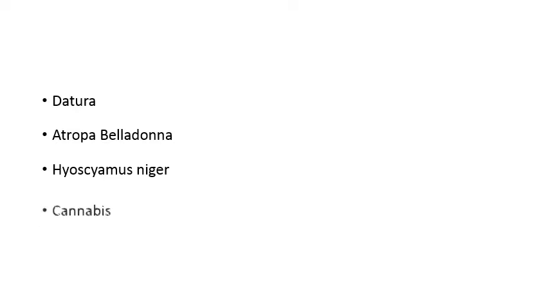So deliriant poisons include the one that is famous, that is the Datura. Then the other example is Atropa belladonna. Third one is Hyoscyamus niger. Fourth, the cannabis, and the last one being the cookie. So what are actually these deliriant poisons? These deliriant poisons are nothing but the poisons which produce delusional effects or hallucinational effects, or most commonly the delirium, and hence they are named as deliriant poisons.